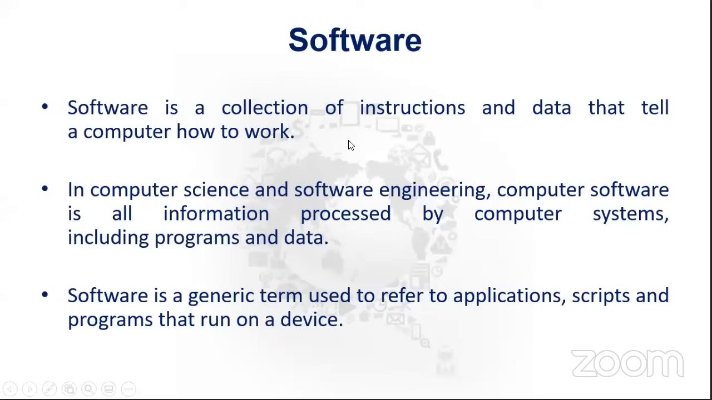Software is a collection of instructions and data that tell a computer how to work. In computer science and software engineering, computer software is all information processed by computer system, including programs and data. Software is a generic term used to refer to applications, scripts, and programs that run on a device.